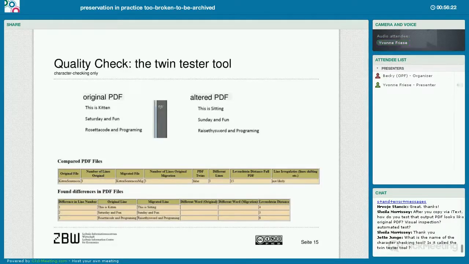Well, yes, the character checking tool is a beta, self-written thing, and it's called the twin tester tool. It's on GitHub. I think I have a link to it in the slides. If not, I can just paste it in the chat box later on. So usually you would see the different word here as well, but as the Levenshtein distance is too big, it doesn't display this.